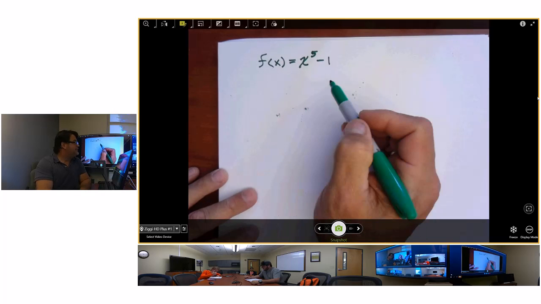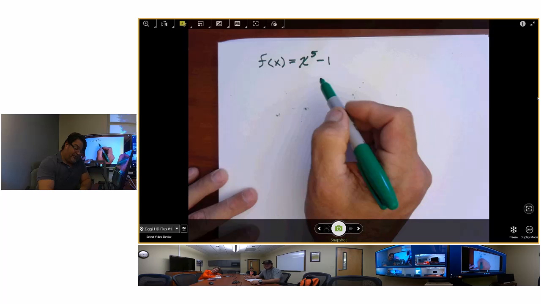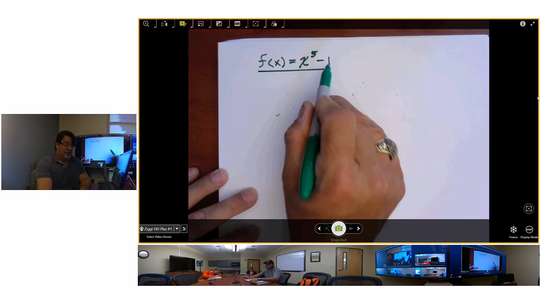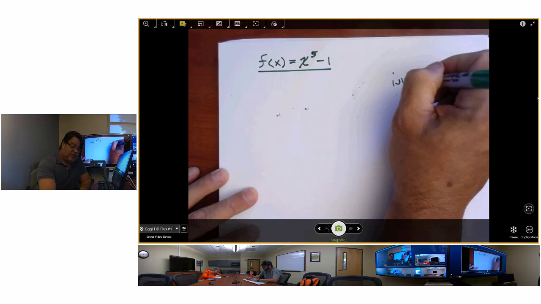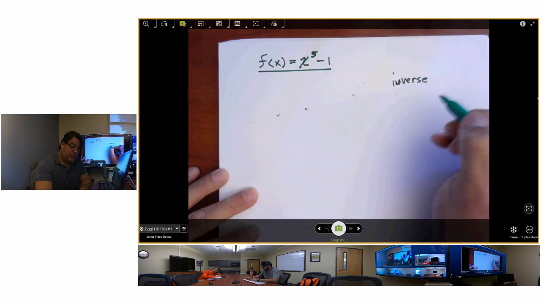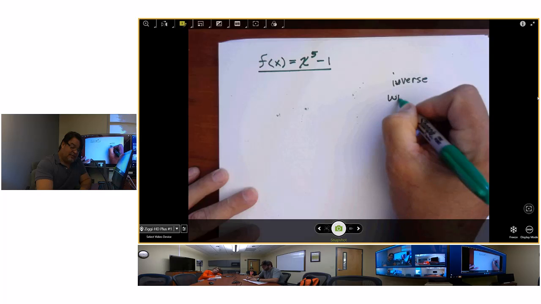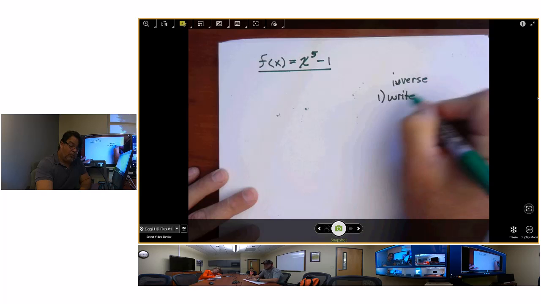So anyway, the whole point is, here's the function. Now, when you're finding the inverse function, the first thing you do is you write the function normally.